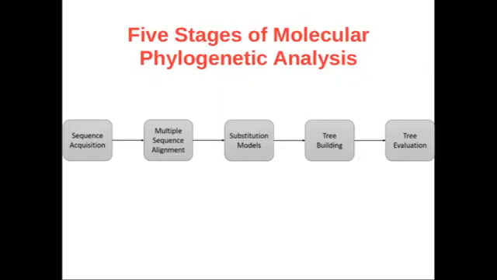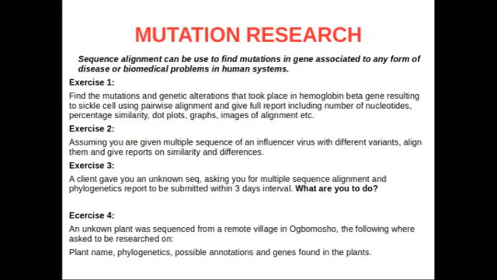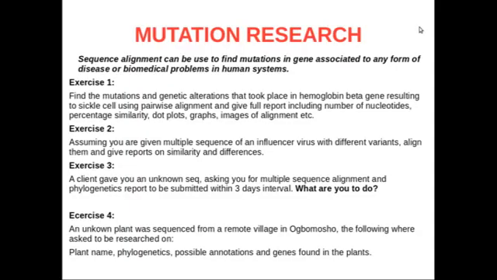Now, can we just look at the tables? We have 5 stages of molecular phylogenetics analysis, which are sequence acquisition, multiple sequence alignment, substitution methods, tree building, and tree evaluation. So I'm going to be working on this right now. So just follow me. Presently, we want to work on multiple sequence alignment. After we're through with multiple sequence alignment, you can proceed to phylogenetics analysis. So that is the essence of this. We're going to run this, so just follow me very carefully as you see this.